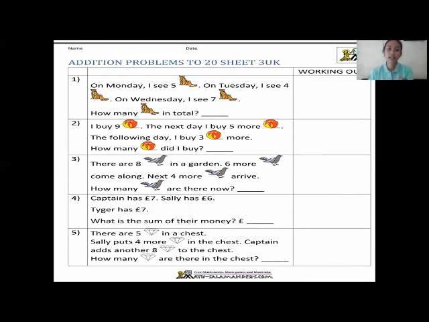Yeah, and this is the kind of example that you can use for teaching reading to young learners with the problem-solving technique. The first: on Monday, I see 5 tigers. On Tuesday, I see 4 tigers. On Wednesday, I see 7. How many tigers in total? So 5 plus 4 is 9, plus 7 is 16. This is the working out, so the students can work from that.